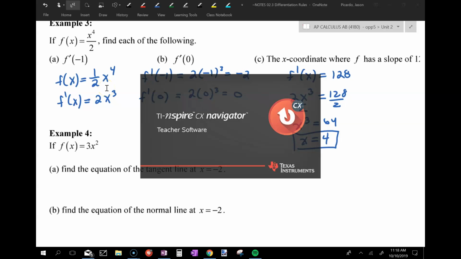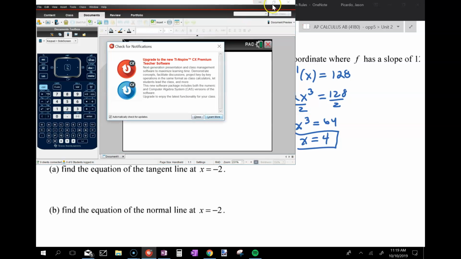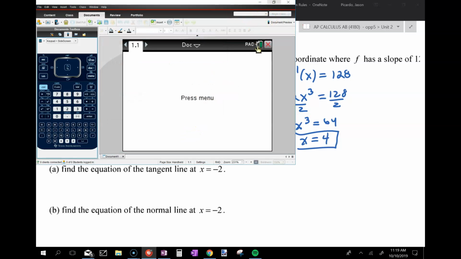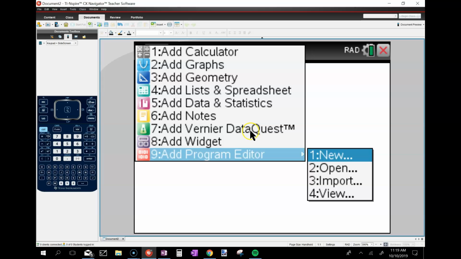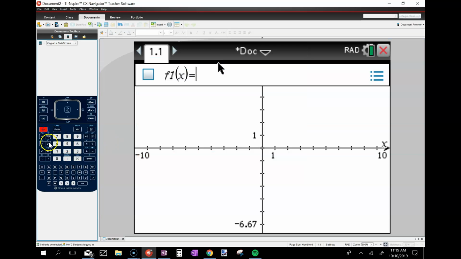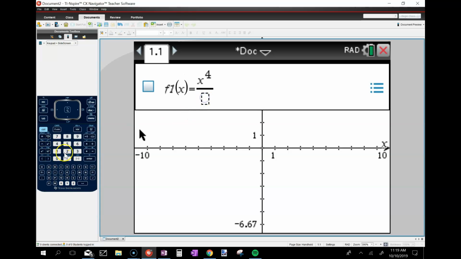I really want to make sure this concept makes sense because this is the very basis of a lot of the questions that we're going to be asking throughout the year. It's not a matter of what to do, it's when to do it that oftentimes people are going to struggle with. I know what to do, it's just I don't know when to do it. So again, what was the original function? It was x to the fourth over 2.